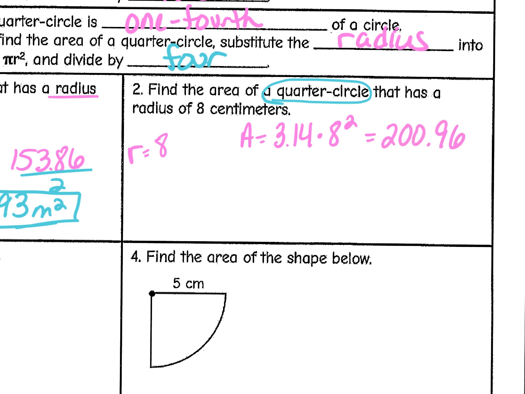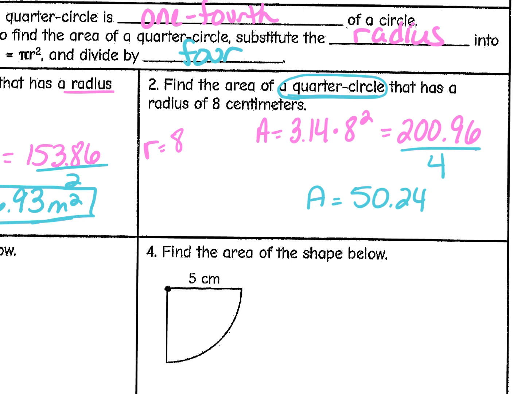200.96. And then I go back and decide, what does it ask me? Well, it wants just the quarter of the circle. So 1/4 of it is dividing by 4 people. So I divide it by 4. My area here for 1/4 is going to be 50.24, and that is square centimeters.